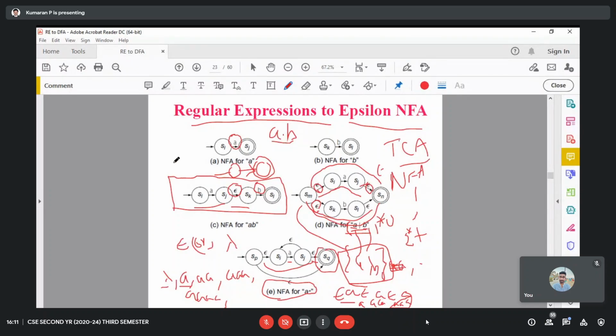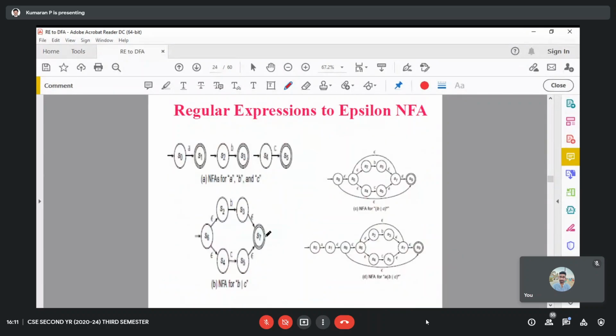So there are two ways. For a regular expression, you can apply the rules to write the NFA, or write it directly. Both are fine, because anyhow we need a DFA, and for epsilon NFA to DFA or NFA to DFA the algorithm is common. That is the subset construction algorithm. Okay, so let me explore more.